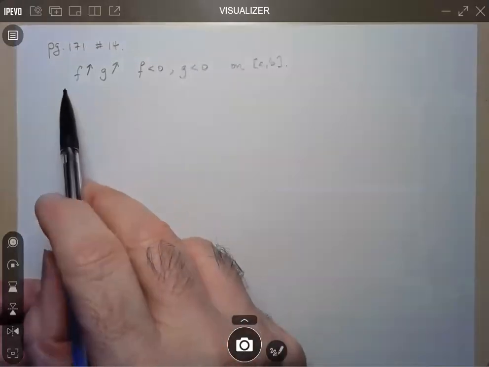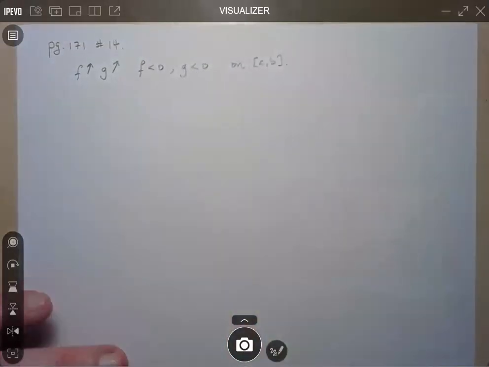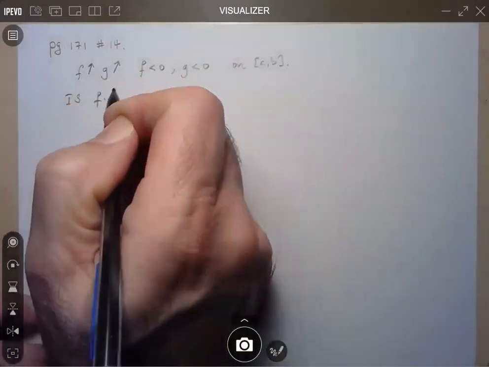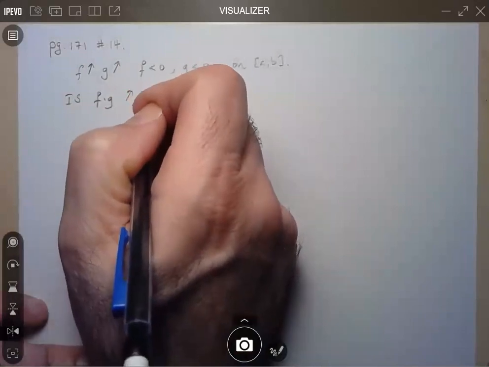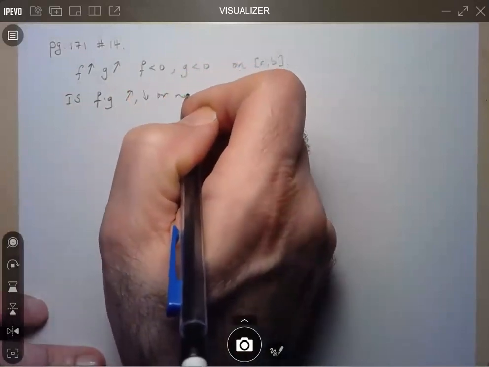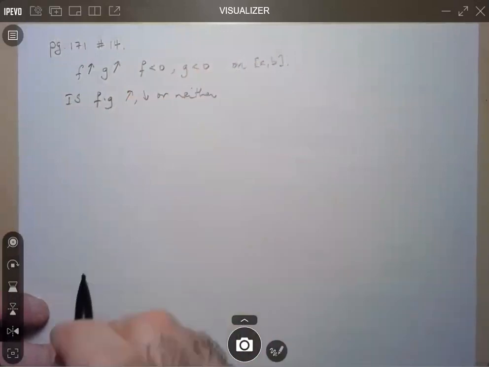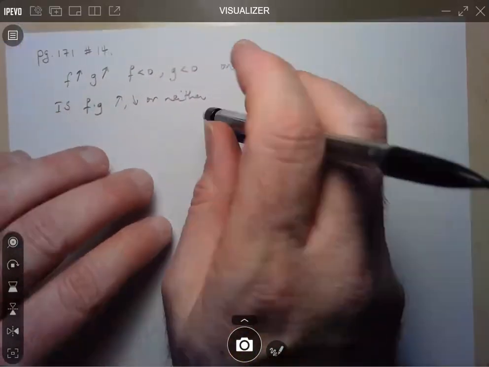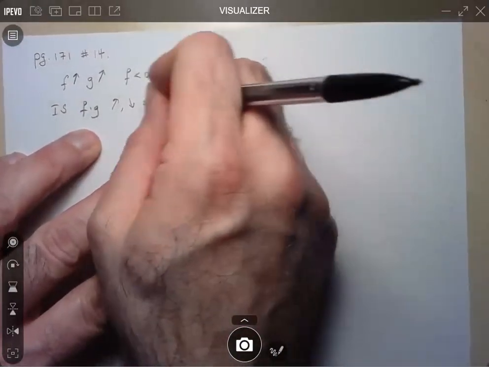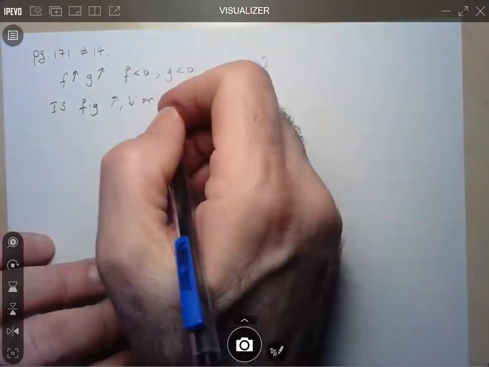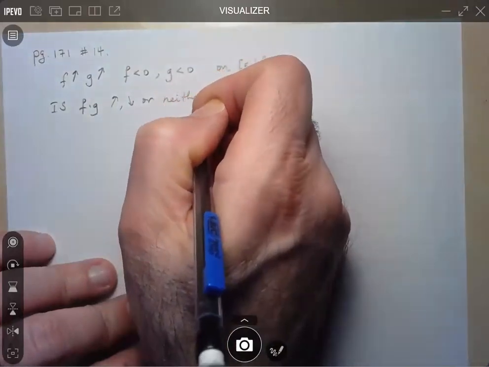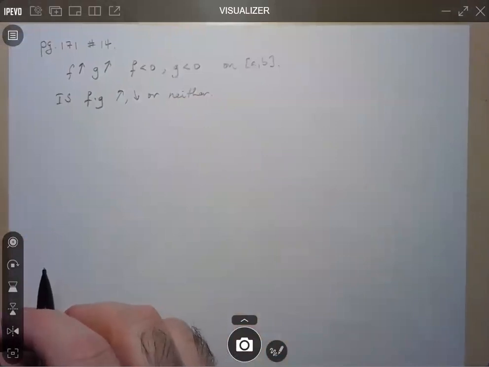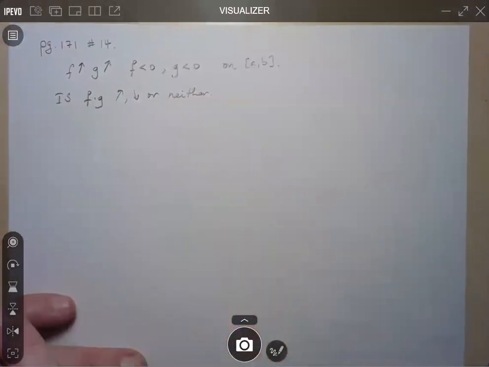Okay, so this is the information that I'm given, and what they want to know is whether f times g is increasing, decreasing, or neither. Okay, and I think when they say neither, they mean that it might alternate. Not that it's never increasing or never decreasing, but likely that you can't say it's the same behavior. But I guess we'll see. Who knows?